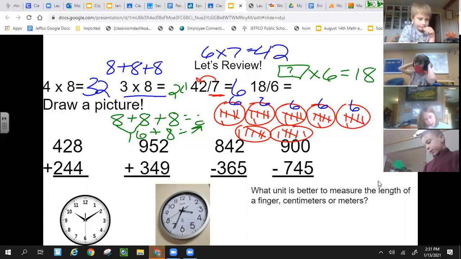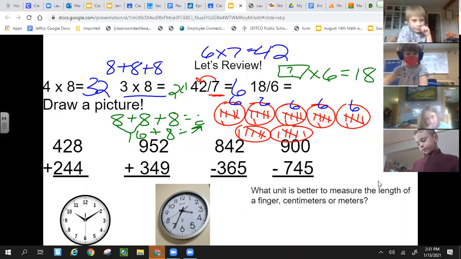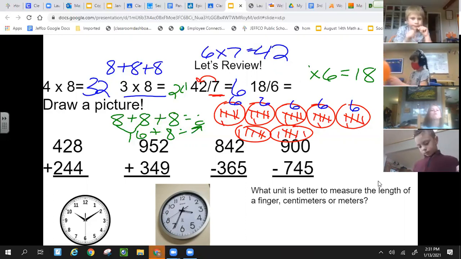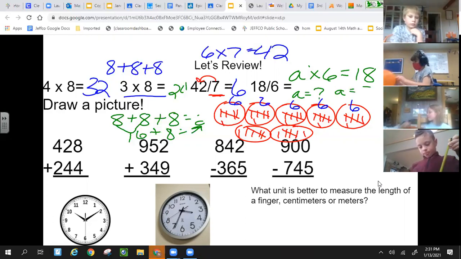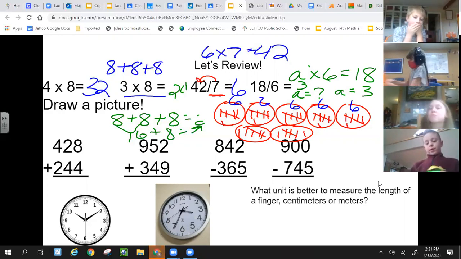Okay, we could also use a variable, right? Maybe we say A times 6 equals 18. We want to know what A equals. And you say A equals 3, or the answer is 3, because 3 groups of 6 equals 18. Did anyone get something different? Or not a different answer, but Finn, how did you solve that?